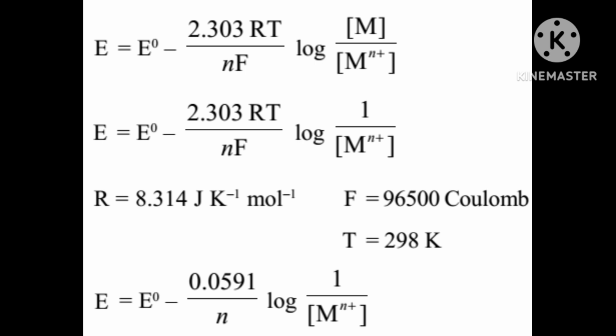Divided by n, and log base 10 of products divided by reactants. In place of Q, you will write whatever reaction you have written. As your example, you have written the copper reduction reaction, Cu²⁺ + 2e⁻ = Cu. Then copper metal goes on top, divided by Cu²⁺ below. In this reaction, n is equal to 2, because 2 electrons are there. In the place of n, you can write 2.